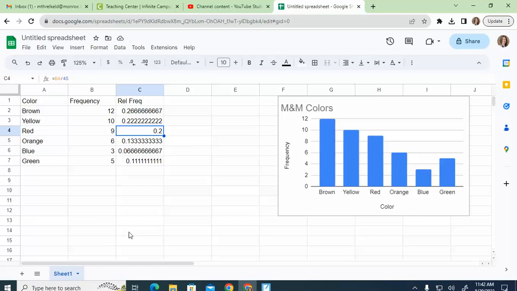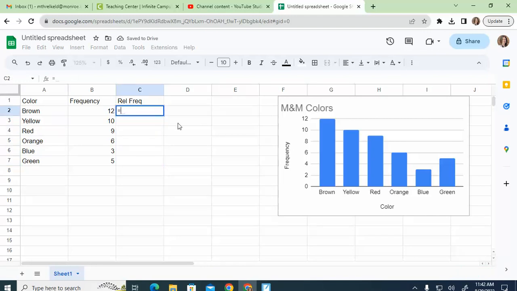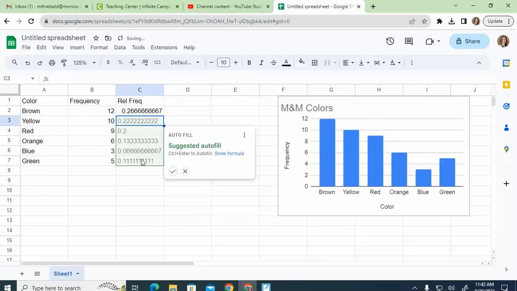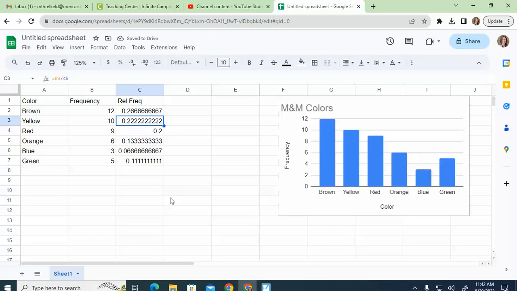Does anybody need help with any of those? Wait, how do you get it to autofill? Easiest option. So type equals. That tells it you're going to put in an equation. And if you want it to be able to do them on its own, just click the box you wanted. So I wanted this divided by 45 and hit enter, and then it's going to ask, should I keep doing this all the way down? And you can just tell it yes, and it did all the relative frequencies for me, so I didn't have to calculate every one of them by hand.